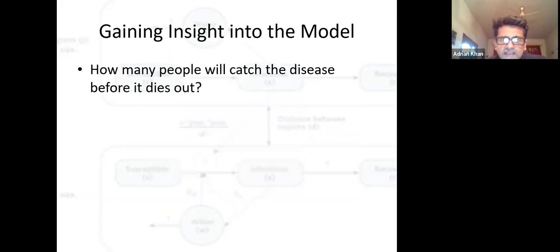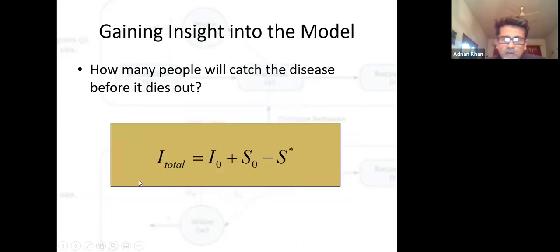And S infinity means the number of people at time infinity who never got infected. How many people catch the disease before it dies out? So I total is just I naught plus S naught, that was the initial population, minus those who never caught the disease. Right?